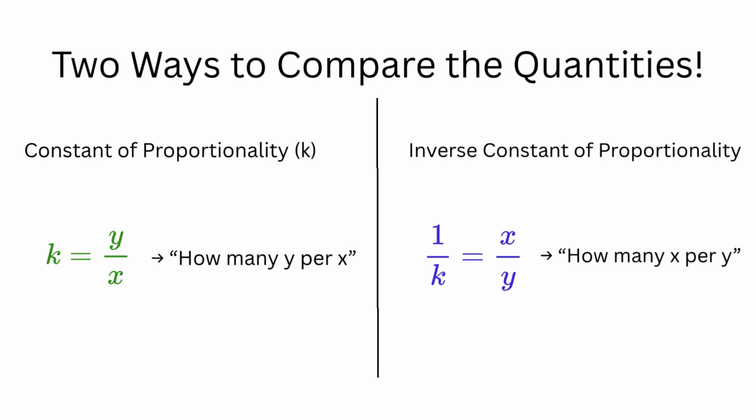Here's the key idea. There are two ways to compare the same relationship. k equals y over x, which means how many y per x, and 1 over k equals x over y, which means how many x per y. These two constants are inverses of each other. They're like mirror images.